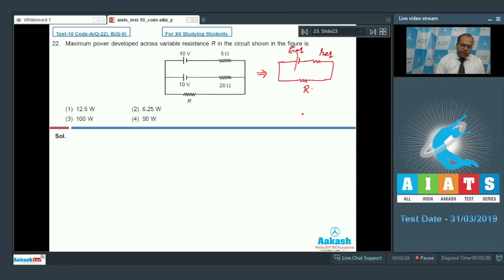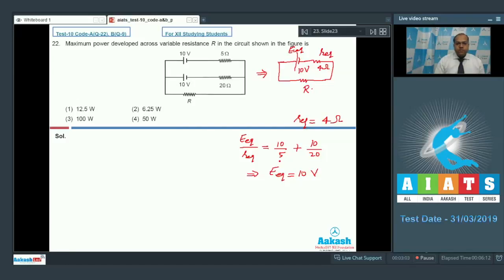So if I find out the R equivalent, then it comes out to be 4 ohm because these two are in parallel. And for the E equivalent, we apply the formula E equivalent divided by R equivalent is equal to 10 by 5, E1 by R1, plus 10 by 20, that is E2 by R2. So on substituting the value of R equivalent is equal to 4 and solving for E equivalent, it comes out to be 10 volt. So this value is 10 volt and this value is 4 ohm.